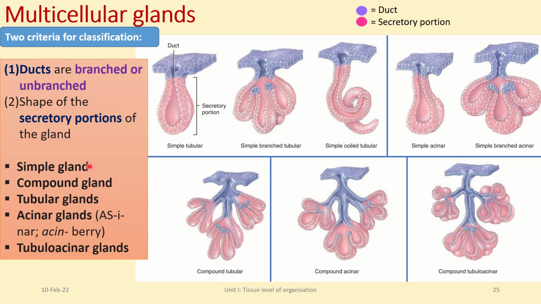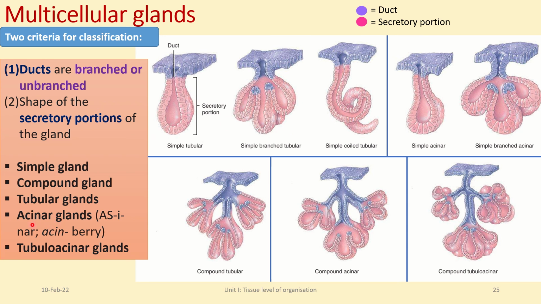As we talked of the first example, where the duct does not branch, it is simple tubular. The second type are called the compound glands, where the duct will branch, for example, the compound tubular. The third type are the tubular glands, which have tubular secretory parts, for example, simple tubular, simple branched tubular, so on and so forth, where the glands will have tubular secretory products. They will be like tubes.